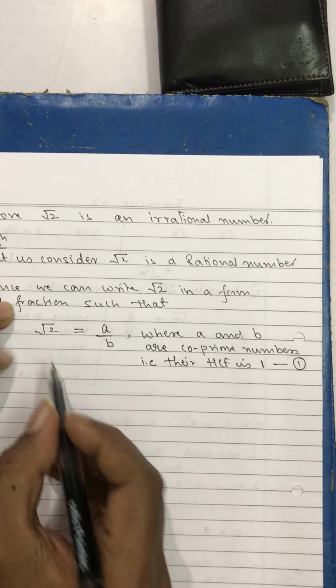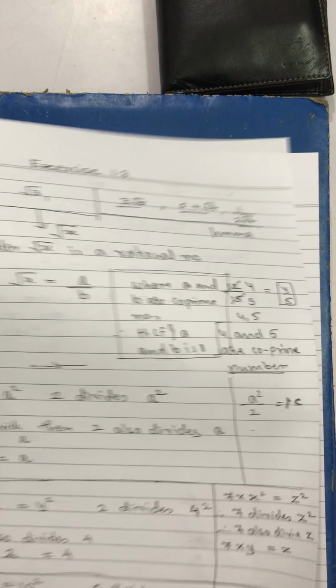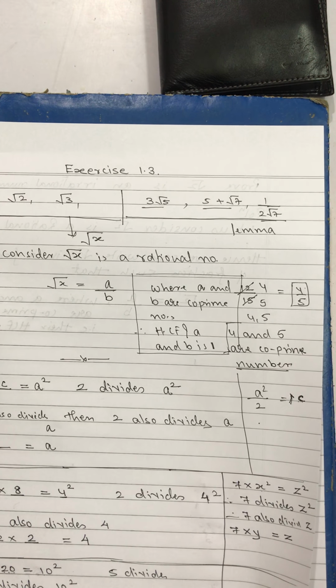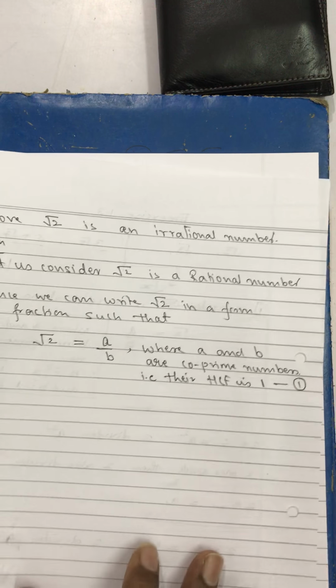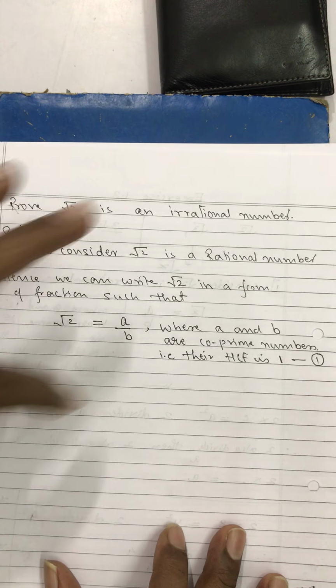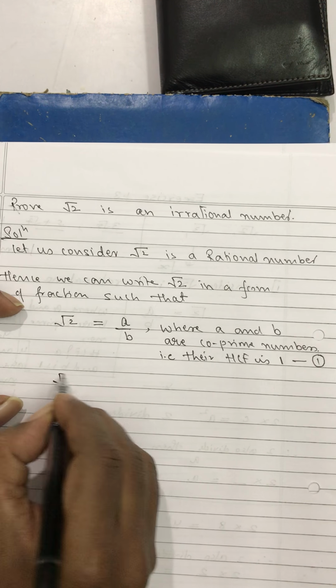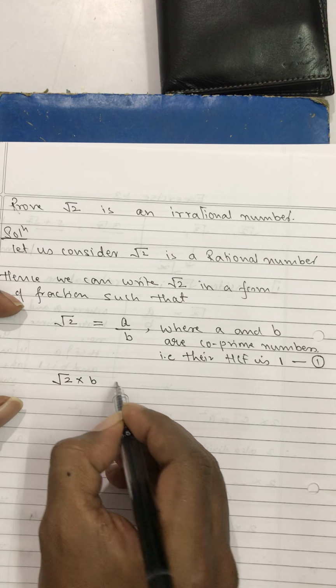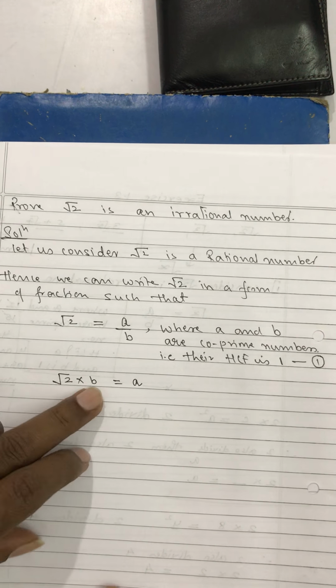Now what do we get from here? As I have explained before, we will be reaching slowly and steadily over here. How? See here, root 2 is equal to a upon b. So I will now cross multiply, taking b to the other side. Root 2 into b is equal to a.